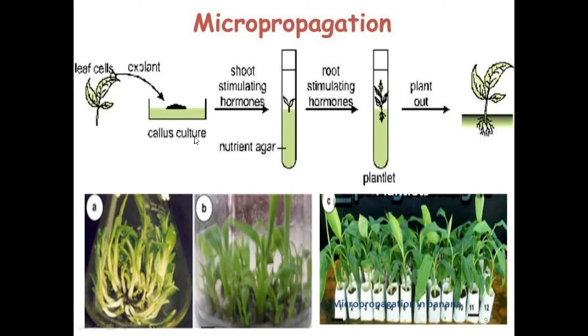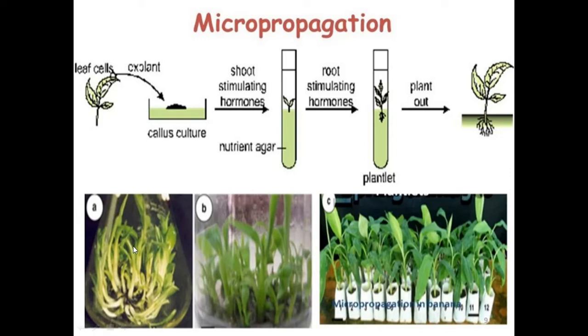Here what will happen: the callus culture is formed, then the shoot stimulating hormone will be added into the nutrient agar. It means now the shoot will grow, and after shoot growth, we can add the root stimulating hormone in the nutrient medium, so the root will grow and we have the complete plantlet, and now the plant is ready for the hardening or for the transferring.